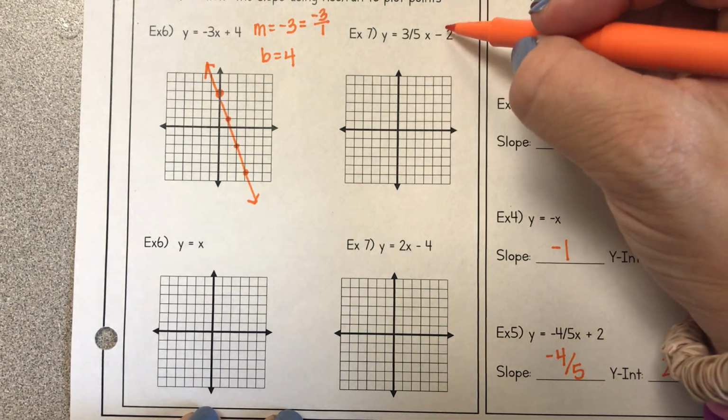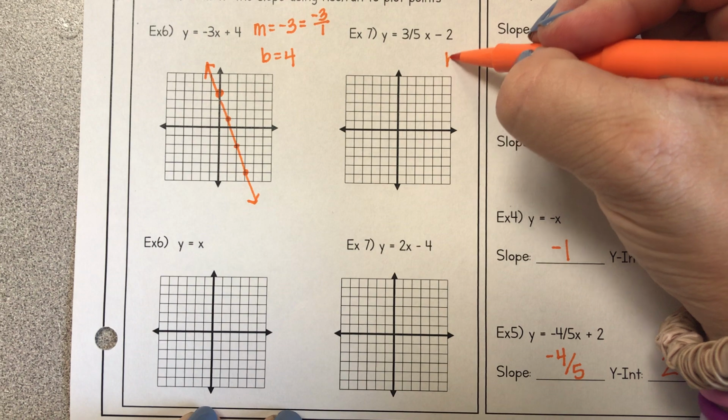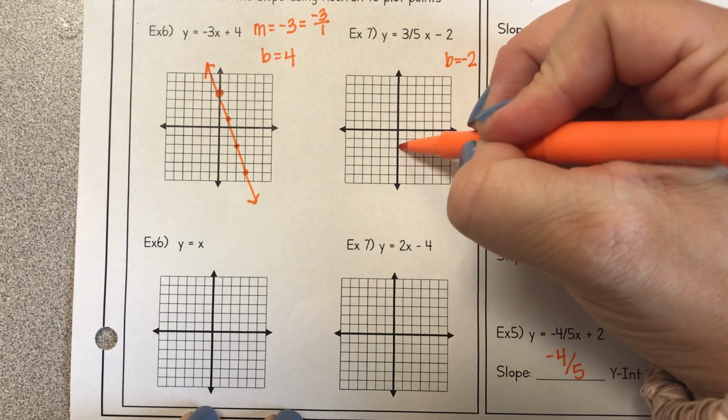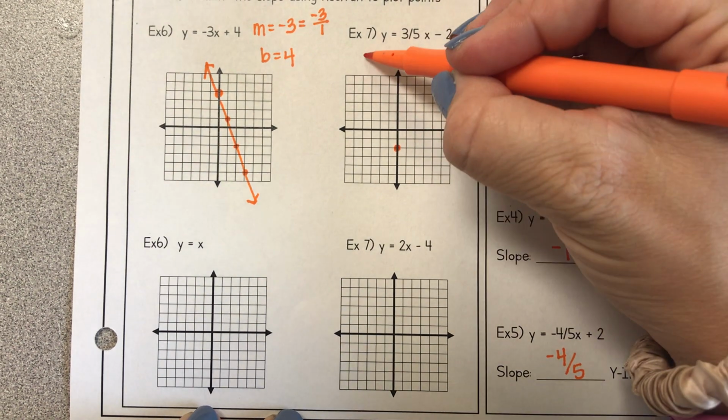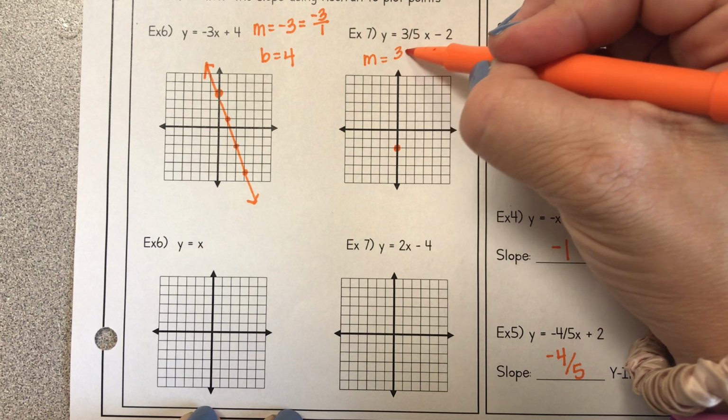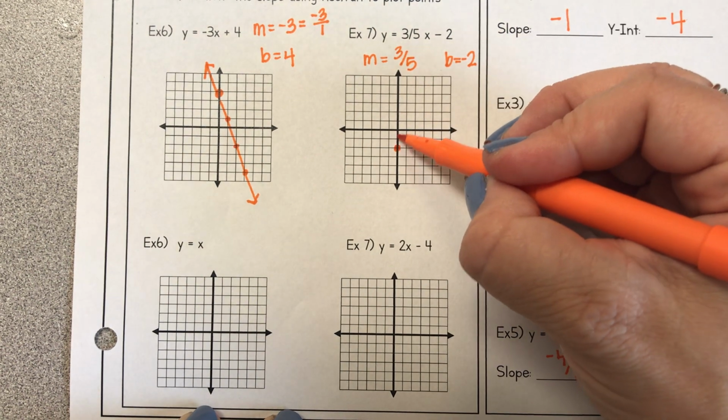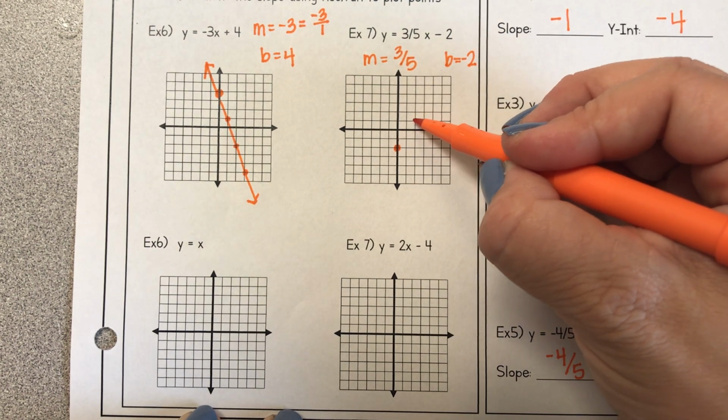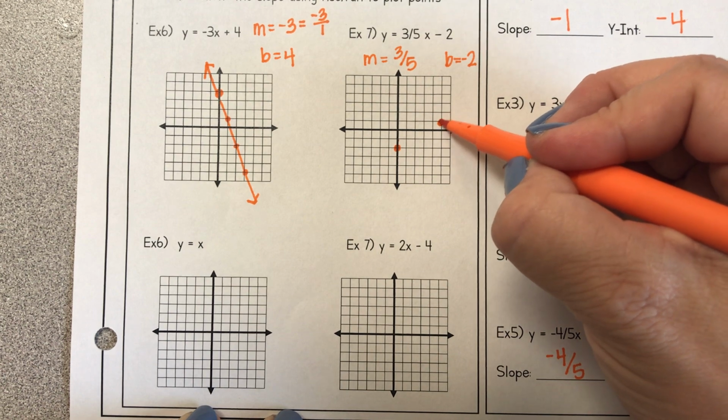On number 7, the y-intercept is negative 2. So I start right down here. And the slope is 3/5. So that means rise 3, run 1, 2, 3, 4, 5.